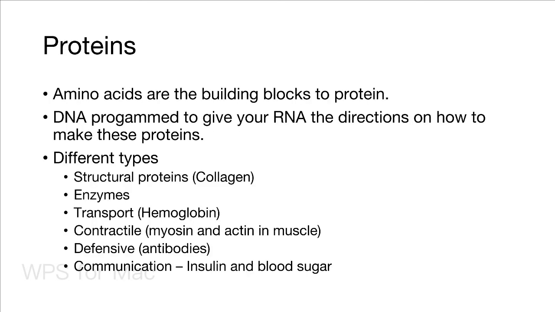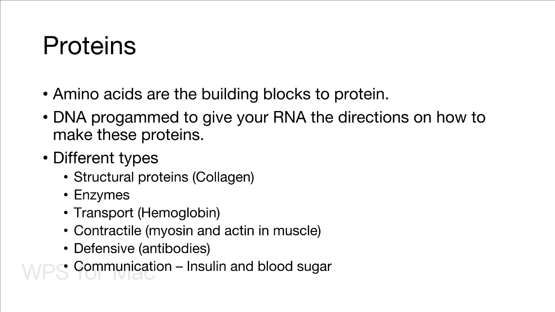So proteins. If we remember from the previous lecture, we're talking about when they're being made, amino acids. So amino acids are the building blocks of proteins. It's their most basic unit. It's like a glucose, but for proteins. Okay. And the DNA that we have in our body is programmed to give your RNA the directions of how to make these. So that's your mRNA to tRNA.